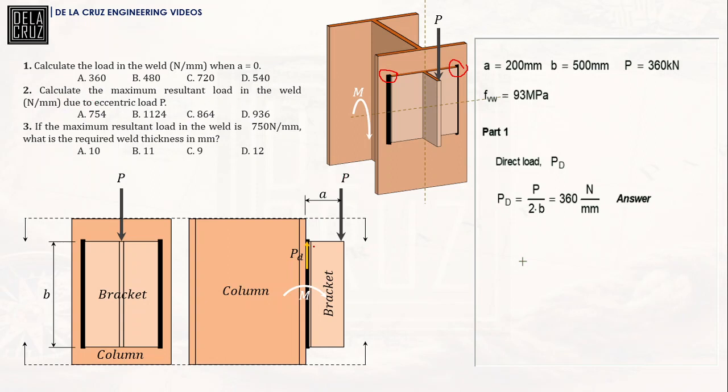Take note, PD is always there, no? Now, to get the maximum resultant load, we should account for the maximum bending stress due to this eccentricity, or due to this moment. So it will be like this one, and we denote it as PTX. And the maximum resultant load on that weld should be the resultant of these two.